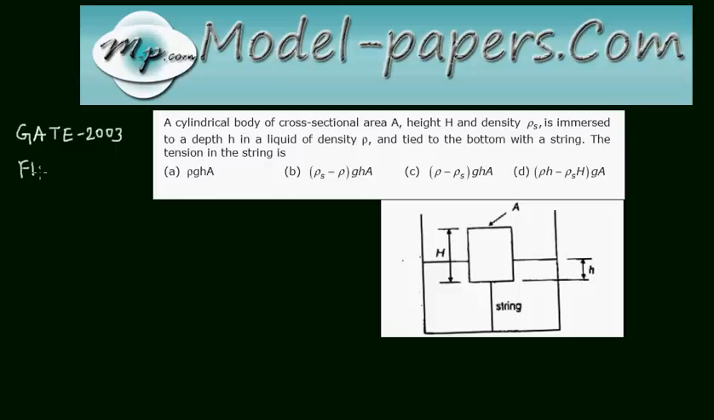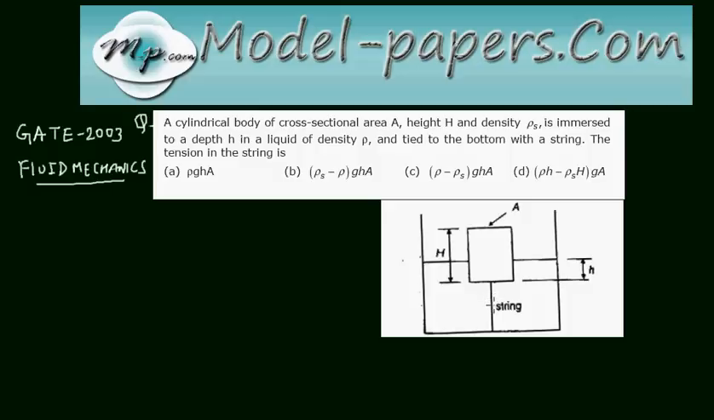We will solve one problem from the fluid mechanics section. The problem statement is given here. A cylindrical body of cross-sectional area A, height h and density rho s is immersed to a depth h in a liquid of density rho and tied to the bottom with a string. The tension in the string is... There are four choices given here: A, B, C, D. So in this problem we have to find out the tension in the string.